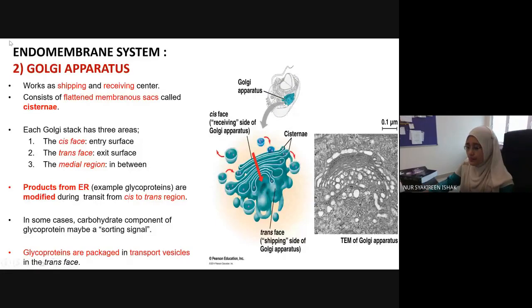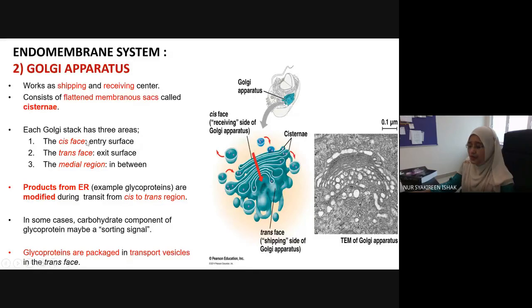Okay, and it consists of flattened membranous sacs called the cisternae. Ni sama juga macam rough ER or smooth ER. So the flattened sac is also called a cisterna. And then each Golgi sac has three areas.